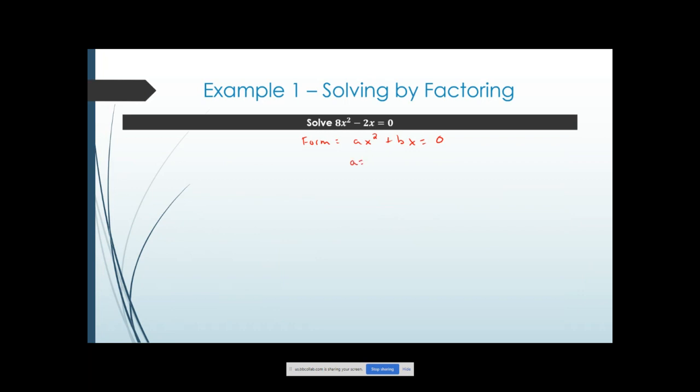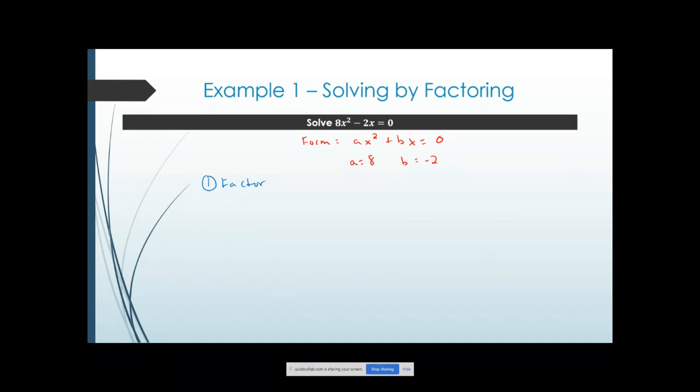And if you want to see the form, that would mean that a is equal to 8 and b is -2, if you want to compare that to the form. You don't really need to know that for factoring this, but just so you can see how it compares. So to solve this, your first step is, because it's already in standard form, it's already equal to 0, so now you need to factor.